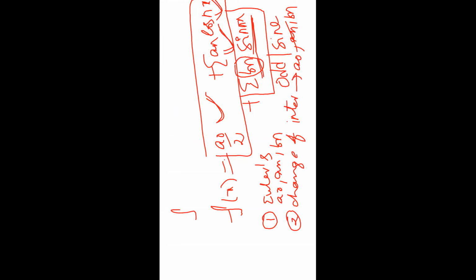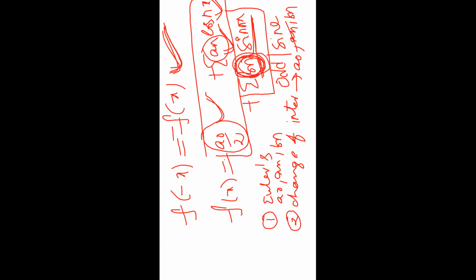Suppose f of x is even. What is the definition of even? Replace x by minus x in the equation, and we get the same expression. So f of minus x is equal to f of x, then it is even. If f of x is even, we have to find out two values, a naught by 2 and an. Or if f of minus x equals minus f of x, it is called the definition of an odd function. In an odd function, we have to calculate only bn. So an even function contains two values: a naught by 2 and an.